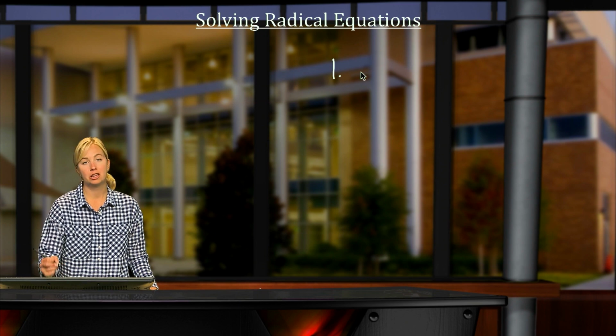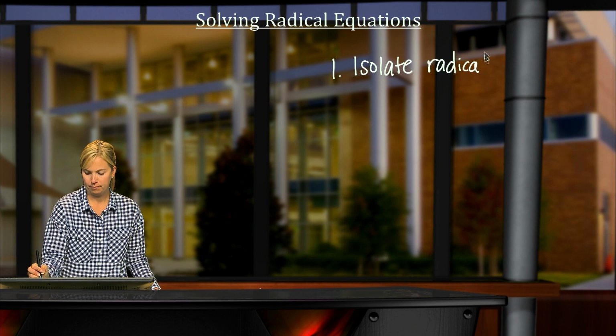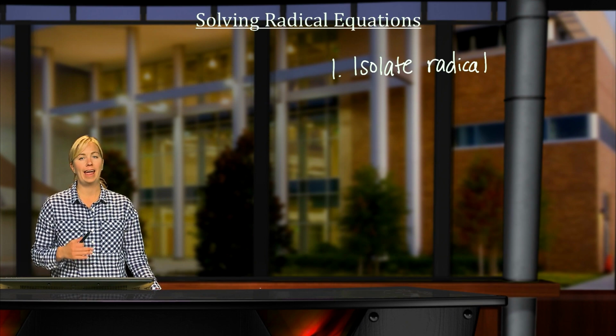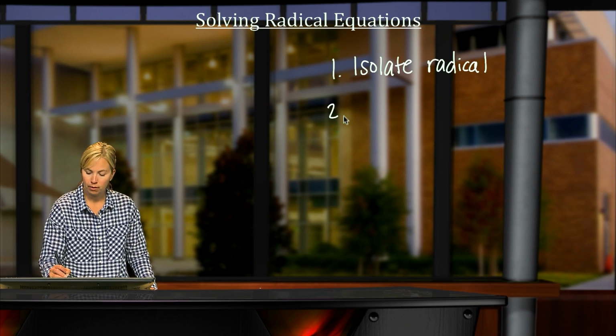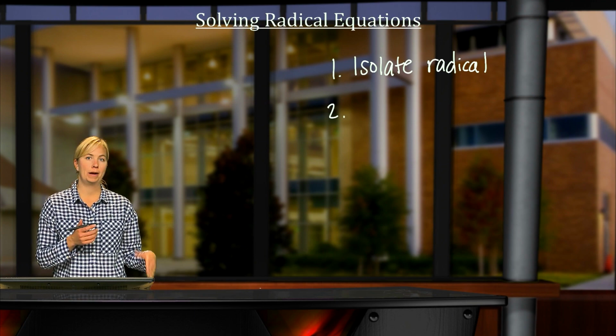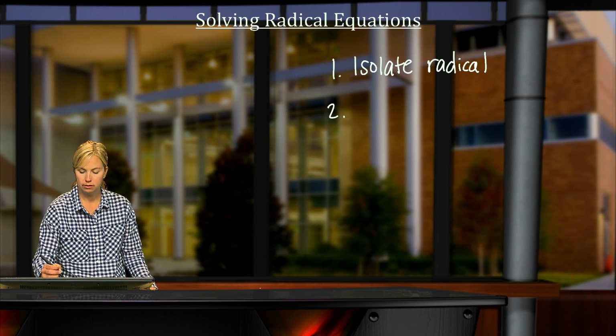Yep, looks good. So the first step again is to isolate the radical expression. That means get the square root, the cube root, whatever root it is, all by itself. Anything that's outside of the radical, you want to move to the other side of the equal sign. Once you've isolated that radical, you're going to undo that radical by squaring, cubing, etc., both sides of the equation.